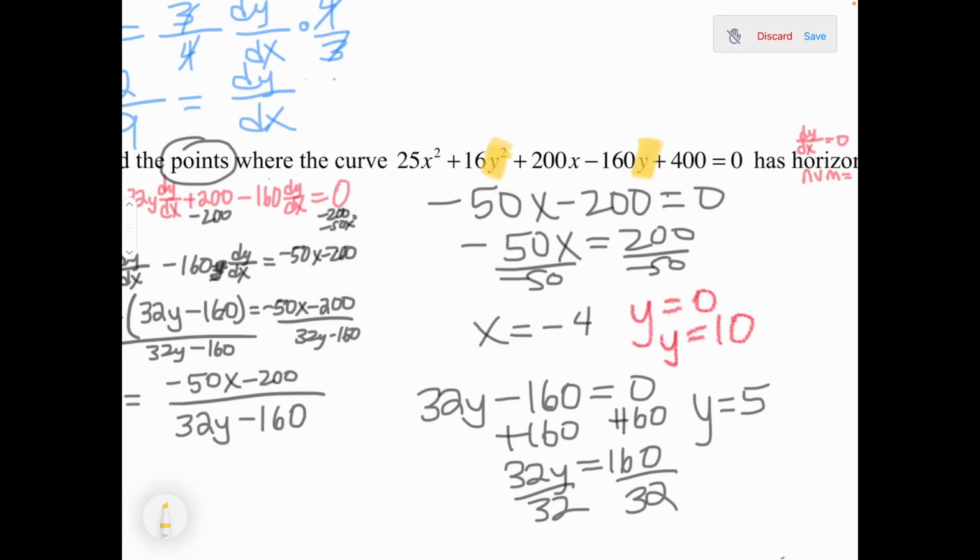You end up with 25x squared plus 200x because all the constants cancel out. And once you solve that, we end up with x equals 0 and x equals negative 8. So that would be our 2 points. We need x and y values if they ask for points.